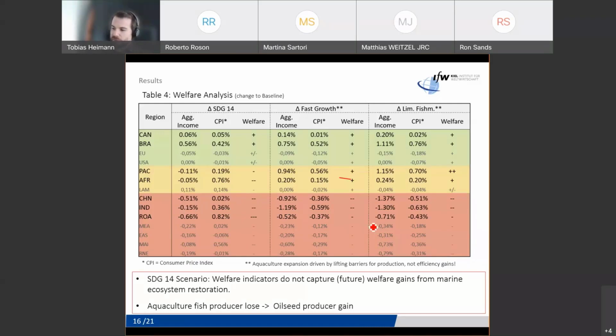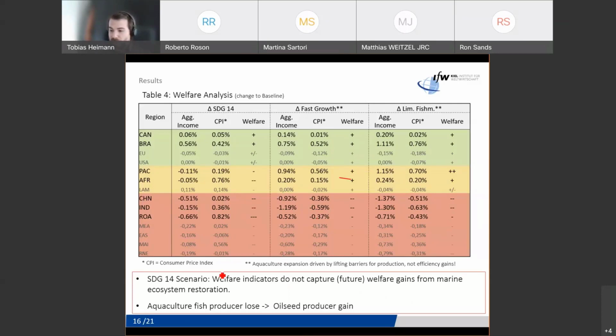This is because of the construction of the scenario. As already mentioned before, we assume here that we overcome production constraints, so we overcome barriers for production. We don't have any efficiency gains or productivity gains. So we just produce more, and therefore we shift the supply curve while the demand curve stays constant. Therefore the drop in prices, so the reduction in aggregated income, is stronger than the drop in consumer prices. Therefore, the net welfare effects in the scenarios are negative.